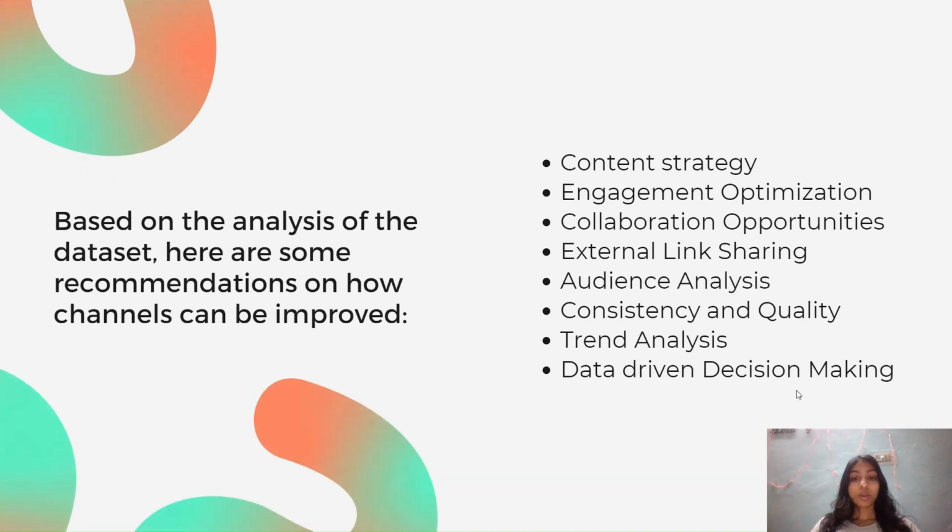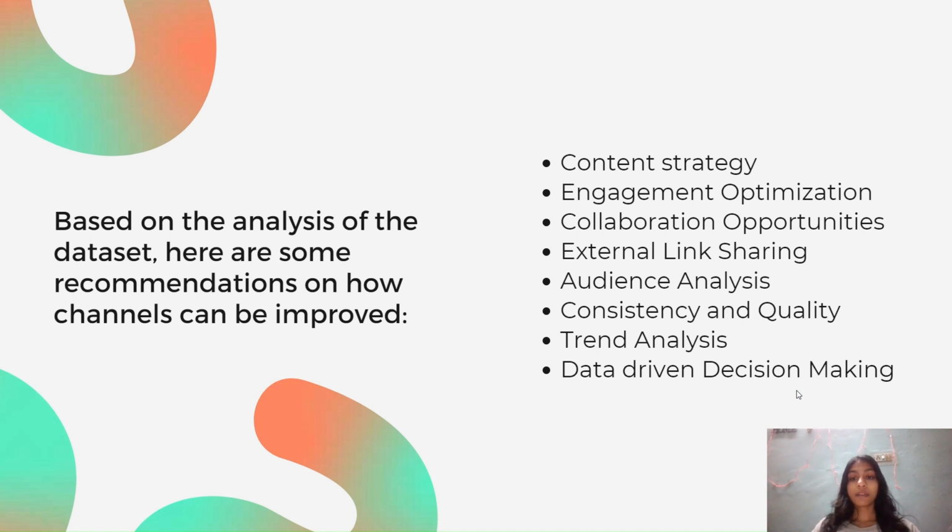So, based on this analysis of this data set, we can see how the channels can be improved. So, there are a few steps that can be taken to improve the channel. And first one would be content strategy, where we analyze the top ranked channels in each category to understand their content strategy and audience engagement. We identify types of content that resonate well with audience and incorporate those elements into their own content strategy. And they can also consider collaborating with other channels in similar categories to expand their reach and attract new viewers.